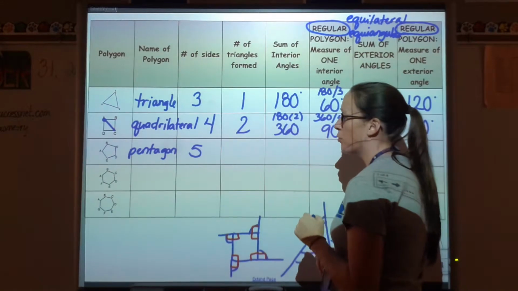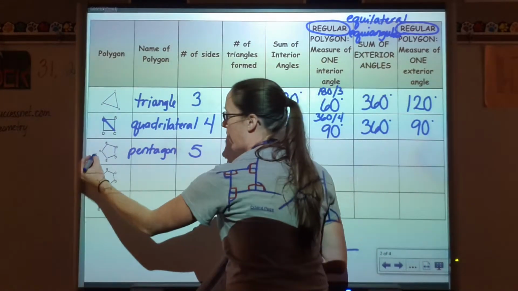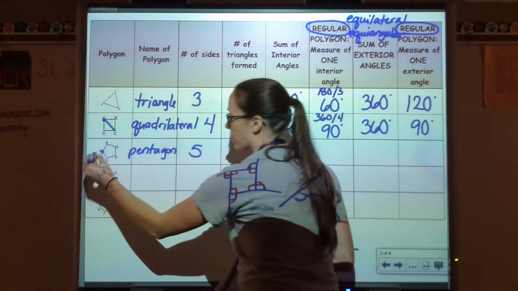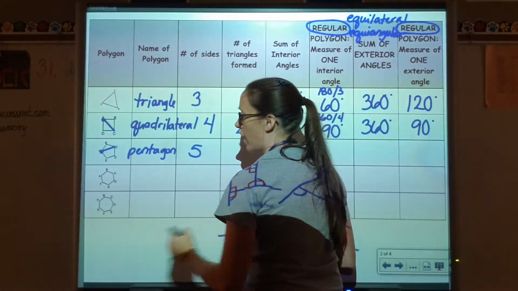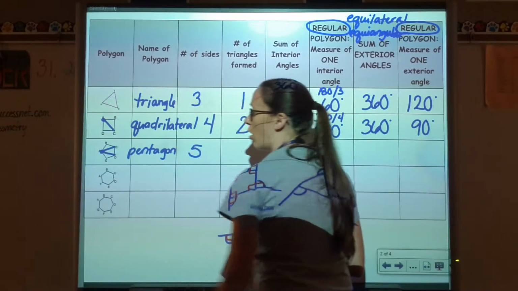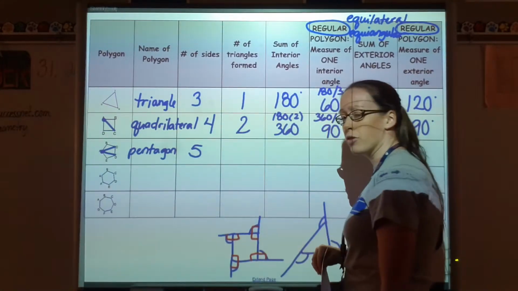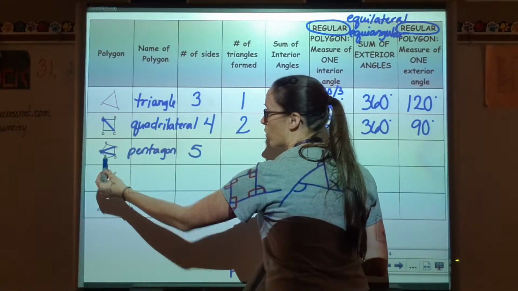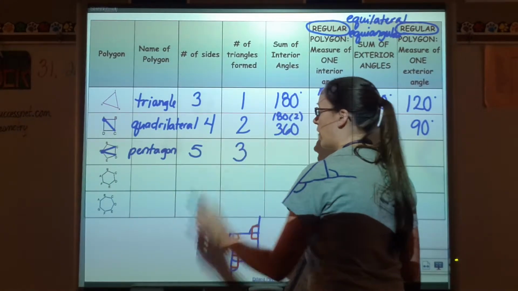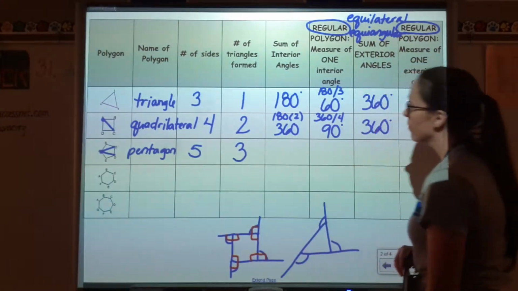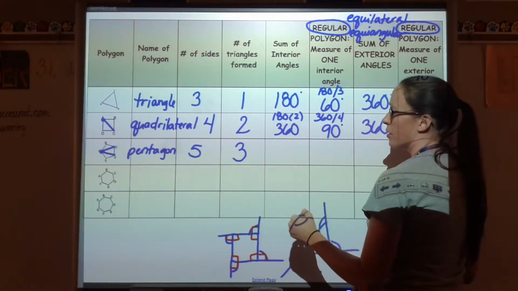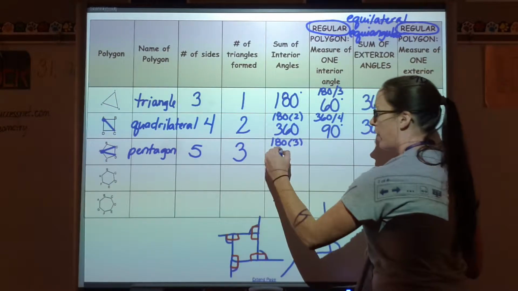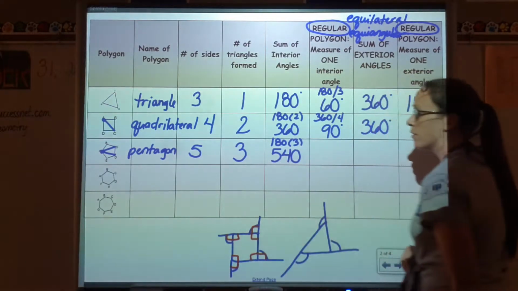Now back to the triangles formed. Pick a vertex. I'm just going to pick A. How many diagonals can you draw from that vertex? A to C is a diagonal. A to D, also a diagonal. I cannot construct any more diagonals, so think about how many triangles you've created. 1, 2, 3. Go ahead and write a 3 in that column. If you have 3 triangles inside that pentagon, every triangle has a sum of 180. That gives us an interior sum of 540.